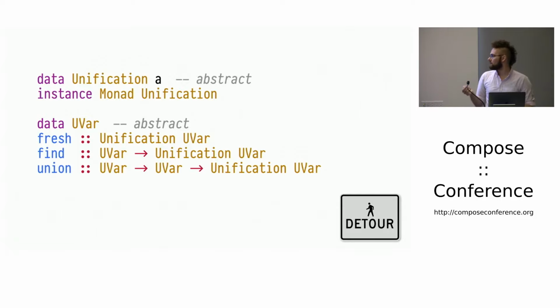Here's the interface that we need to build this thing. We have a monad called unification. We have a unification variable. We can make fresh ones, which are not equal to anything else. We can find what's called the representative of a unification variable, where the representative is some particular unification variable, and it's going to be, according to this abstract interface, a particular unification variable which is arbitrary but fixed for every unification variable in the set that are all equal to each other.